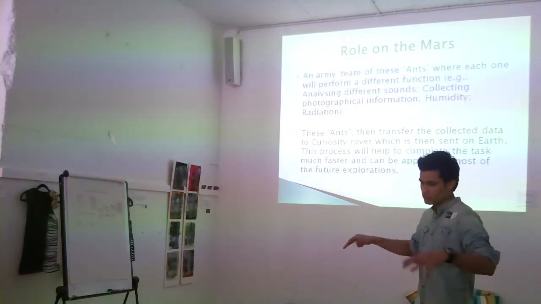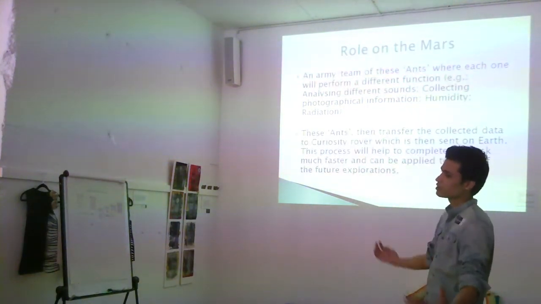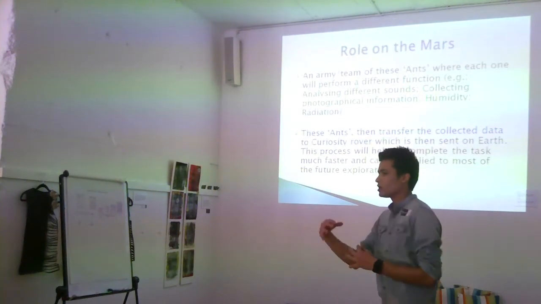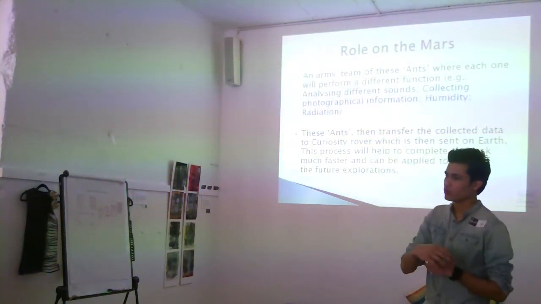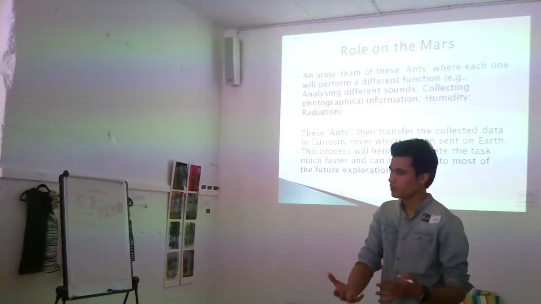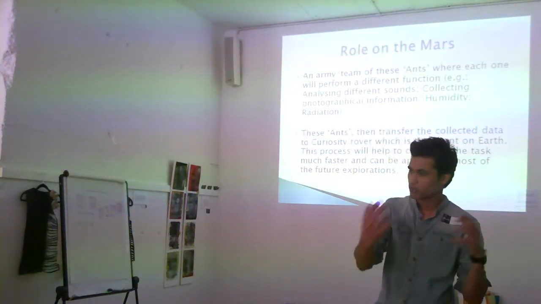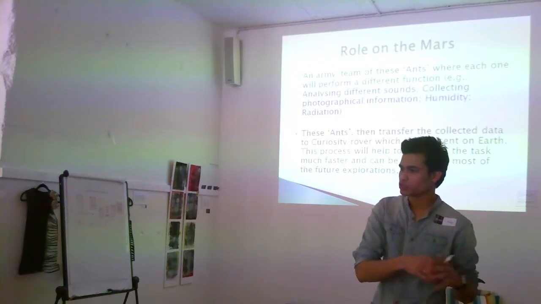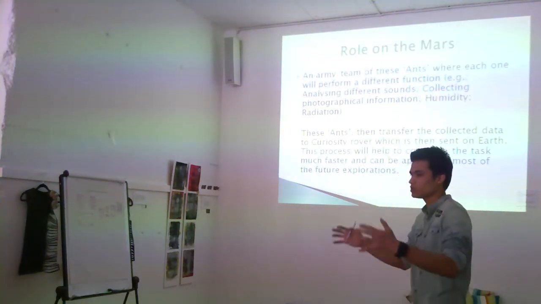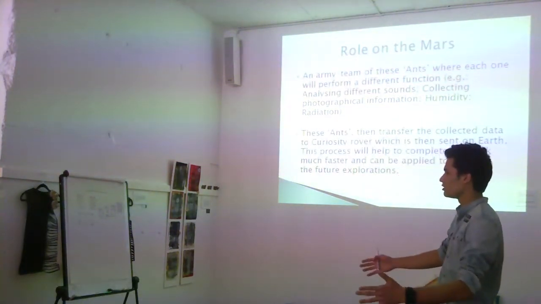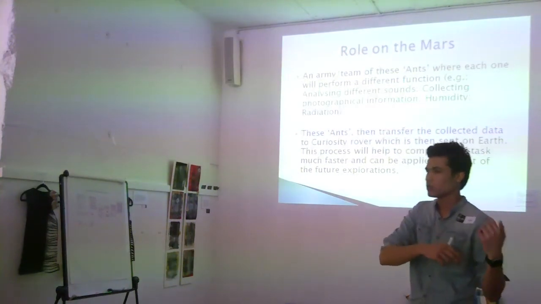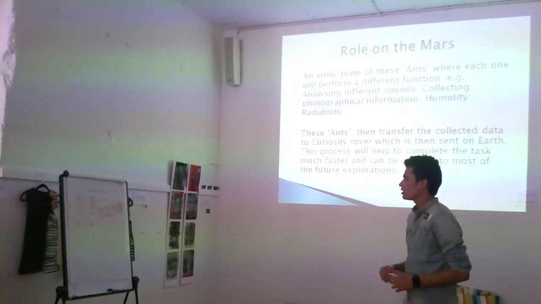And this team of rovers will send the information back to Curiosity, and Curiosity will send it back to Earth, because those small rovers don't have enough potential to send the information back to Earth. So they send it back to Curiosity, and Curiosity, as the main server of all the information, sends it to Earth. And that's about it.